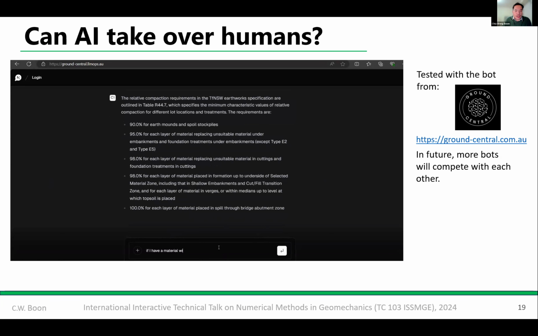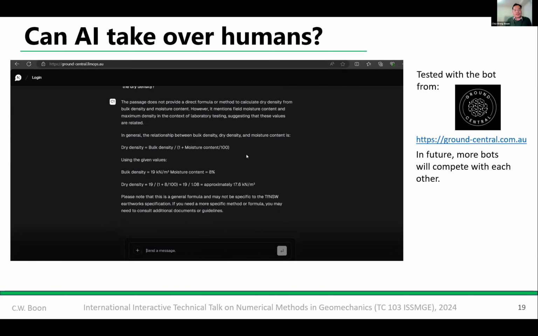And if I were to ask a question related to the bulk density and moisture content, this chatbot can solve the mathematical equation relatively easily. So I think the question is, in the future, whether AI can help engineers produce design calculations. I think the answer is yes, but it needs to be supervised by an experienced engineer exercising judgment.